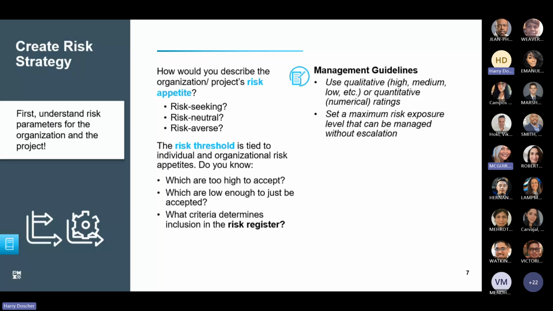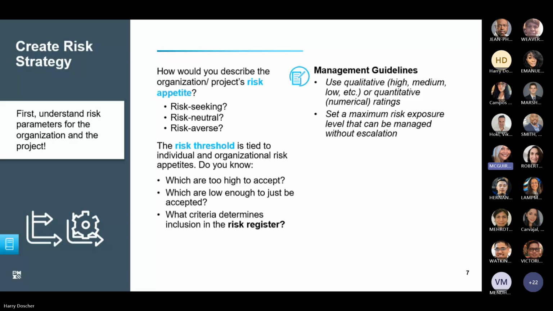So such questions as which risks are too high to accept? Right? What do you need to escalate there? Which ones are low enough to just be accepted? Okay. Or small risks that you can handle. And you need to establish criteria that determine inclusion in the risk register that you're putting together for the project. Now, you should have management guidelines for how to handle the risks, whether it's working with your stakeholders on this risk or being able to identify what other projects have done.